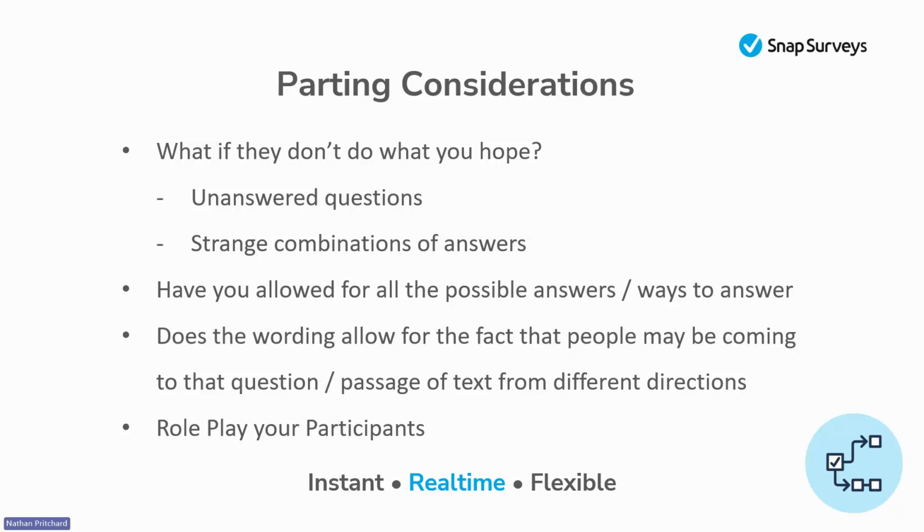So does it work if they come from route A, but also if they've come from route E? Do we need to consider perhaps different messages, or perhaps just making that message less specific? And the best way to do that is really to try and get into the mindset of different participants and role play the situation.